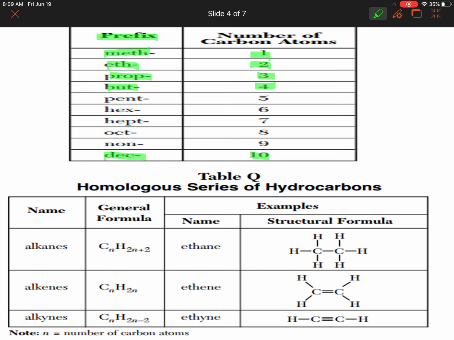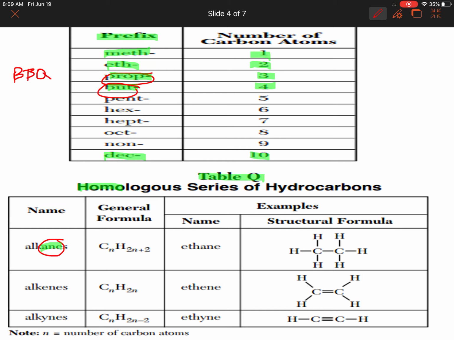Now, the suffix of the word is on table Q, the homologous series of hydrocarbons. What does the word homo mean? Homo means the same. So, for example, if I have a compound that has meth, and then it says ane, such as methane. Methane is found in natural gas, in your oven. I guess when you pass gas by yourself. All right. Another compound you might be familiar with is propane. Propane is found in barbecue tanks.